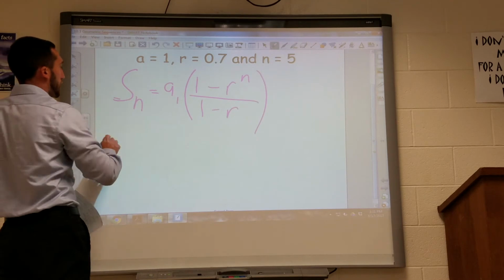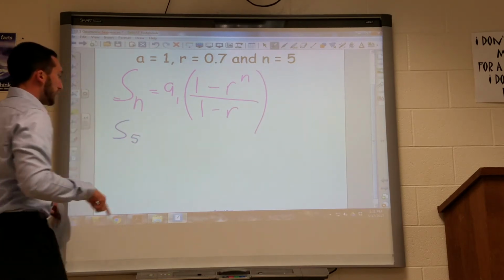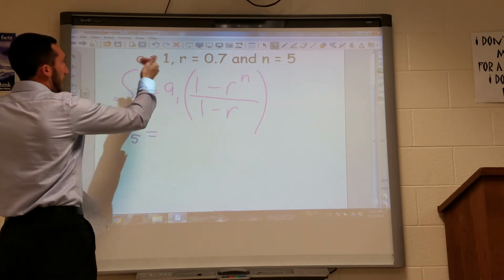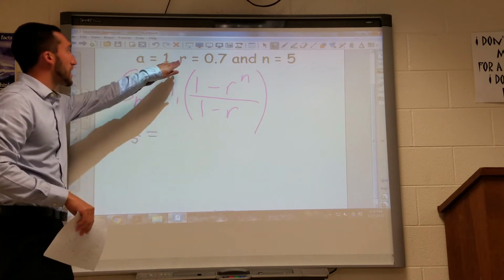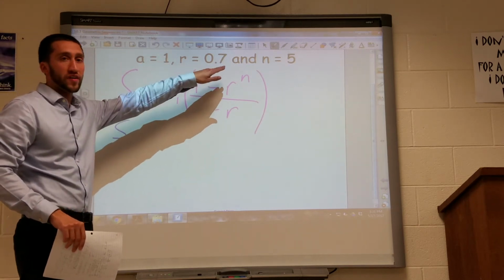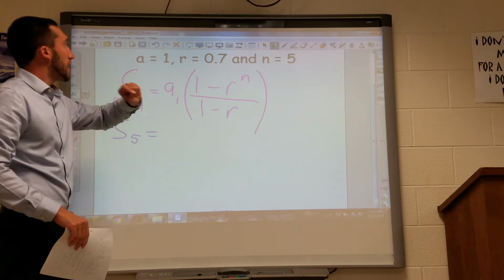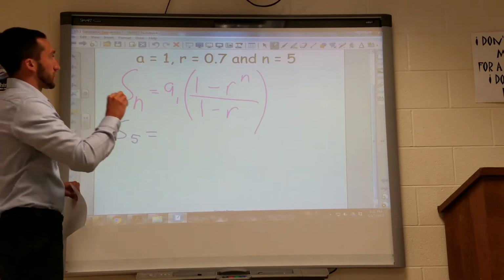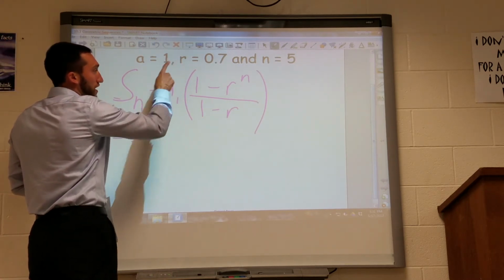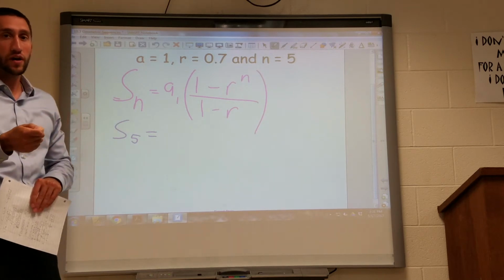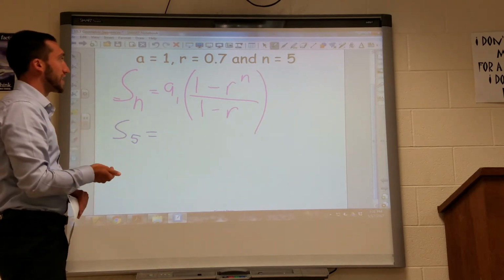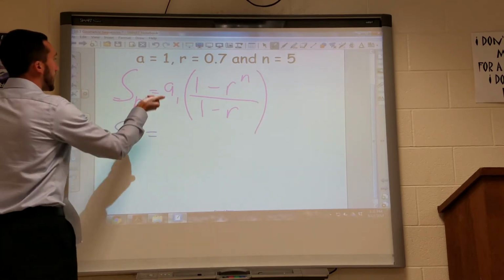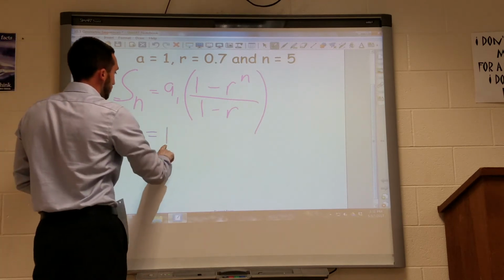I'm looking for the 5th partial sum, S5, of this geometric sequence. I know it's geometric because they're telling me my ratio, my r, is 0.7. If it were arithmetic, they'd say the d is 0.7, because that would be a common difference. So you should be able to realize that if they give us r, that stands for ratio, so it's a geometric sequence, as opposed to d, which stands for the common difference, an arithmetic sequence. Continuing on, I know my first term is 1.